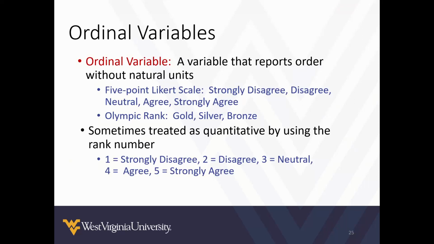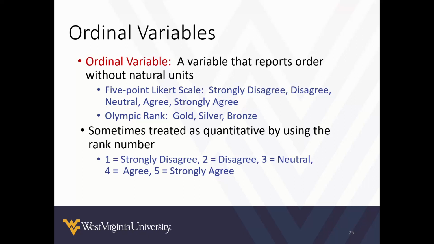We also have something called ordinal variables. An ordinal variable is one that reports order without natural units. One of the most commonly used is the 5-point Likert scale, which is strongly disagree, disagree, neutral, agree, strongly agree, that you usually see in surveys. Another one you might be familiar with is Olympic rank: gold, silver, bronze.